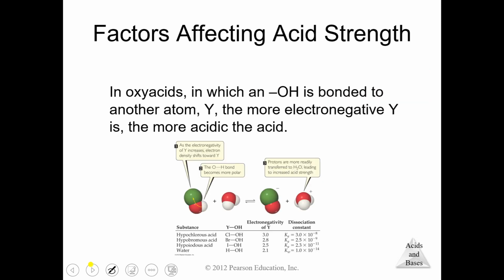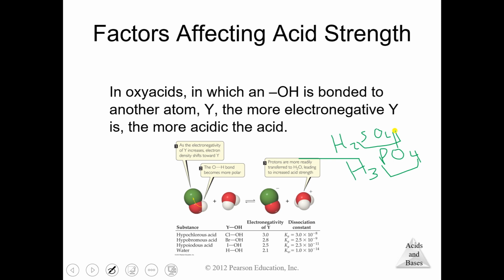Other factors that affect acid strength have to do with the oxyacids. Remember, oxyacids are things like H2SO4, H3PO4. And the reason for this is you have these larger molecules here, and you often have hydroxides, OHs, bonded to some other atom, all right?